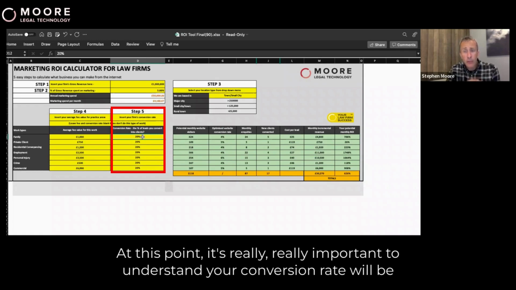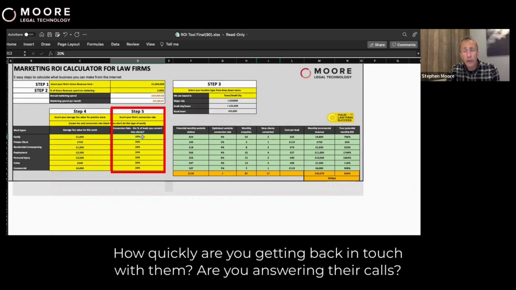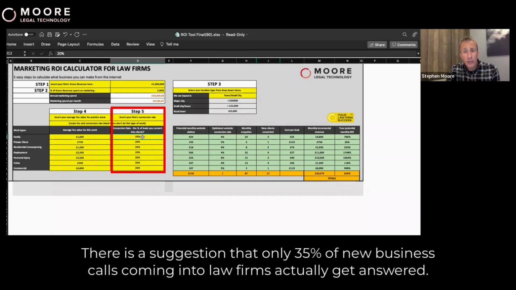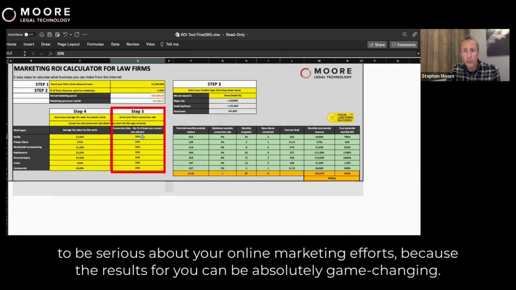At this point, it's really, really important to understand that your conversion rate will be directly affected by how efficiently you deal with new inquiries as they come in. How quickly are you getting back in touch with them? Are you answering their calls? There is a suggestion, and there are suggestions, that only 35% of new business calls coming into law firms actually get answered. That's a huge waste, and a huge waste of money. And it's something that you really need to focus on if you're going to be serious about your online marketing efforts, because the results for you can be absolutely game-changing.